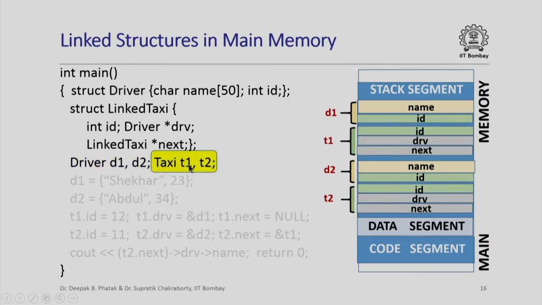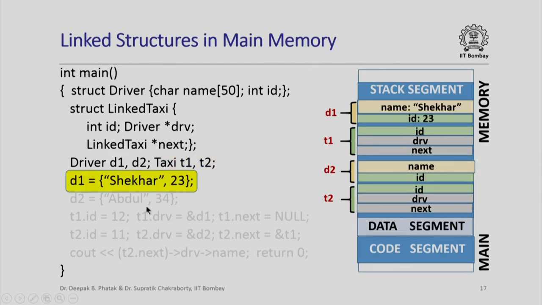Similarly, T1 and T2 are variables of structure type taxi. These being local variables of the function main, space for them will be allocated in the stack segment, and the space for each variable will have space for each of the members of the corresponding structure type. So here the space for T1 will have space for ID, space for DRV, which is basically a pointer, and also space for next, which is also a pointer.